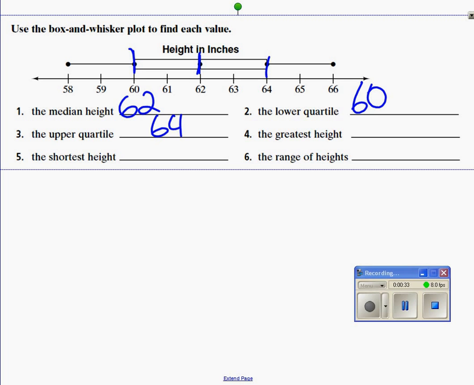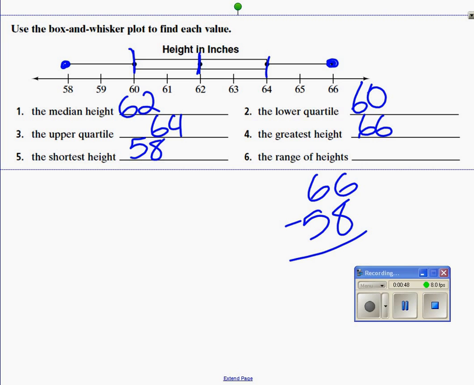The greatest height is the biggest number, which is this one over here, 66. The shortest height is the lowest number, which is 58. The range is the distance between the greatest and the lowest, so it's 66 minus 58, which is 8. All right, that is how to read a box and whisker plot.